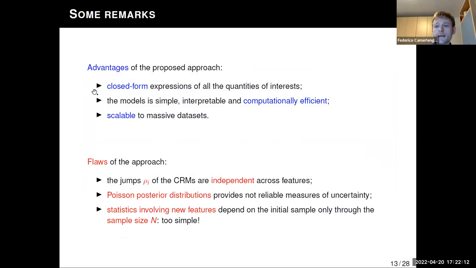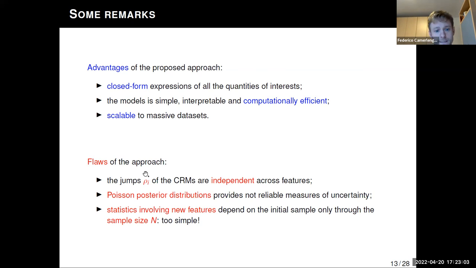So just to summarize, what are the advantages of the approach based on completely random measures? If you use a completely random measure, you get closed form expressions for all the quantities of interest. Your posterior distribution is simple. You get interpretability of all the parameters. You don't have to resort to complicated MCMC procedures, but your expressions are very simple in closed form. They are scalable to massive data sets. But you also have drawbacks with the approach based on completely random measures.